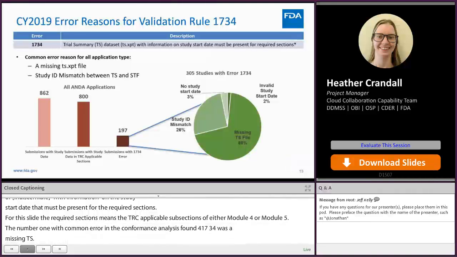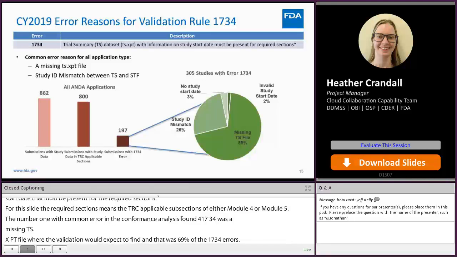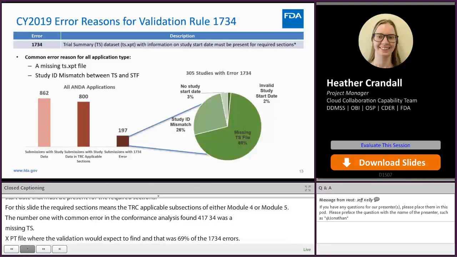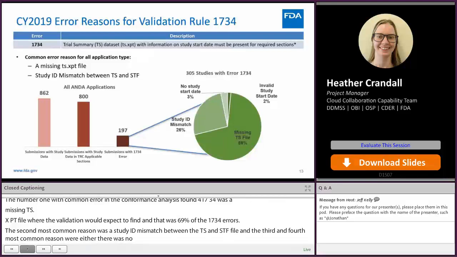Our second most common reason was a study ID mismatch between the TS and STF files. And then our third and fourth most common reasons were either there was no study start date in the TS file or the study start date was in an invalid format. The expected format is year, month, and date. So the study start date was in a format other than what the validation would expect to see.